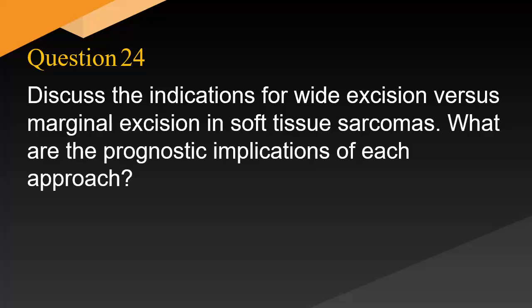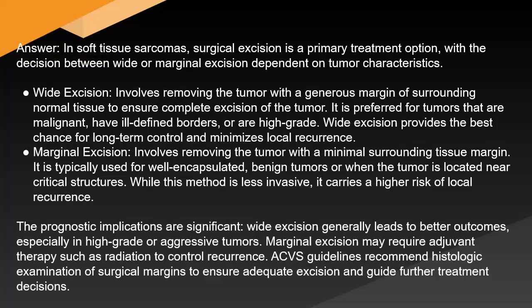Discuss the indications for wide excision versus marginal excision in soft tissue sarcomas. What are the prognostic implications of each approach? Answer: in soft tissue sarcomas, surgical excision is a primary treatment option, with the decision between wide or marginal excision dependent on tumor characteristics. Wide excision involves removing the tumor with a generous margin of surrounding normal tissue to ensure complete excision of the tumor.